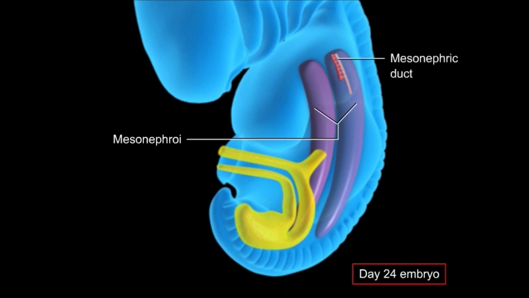We can identify paired mesonephroi, the intermediate excretory organs, and the developing mesonephric duct. We can also identify the vitelline duct, the allantois, and the hindgut, all of which were formed during embryo folding and concomitant inclusion into the embryo of a portion of the umbilical vesicle or yolk sac.